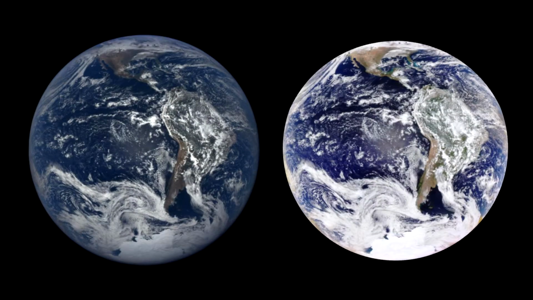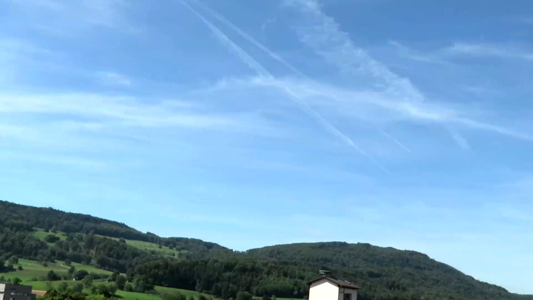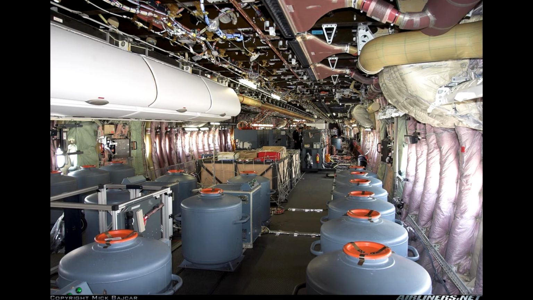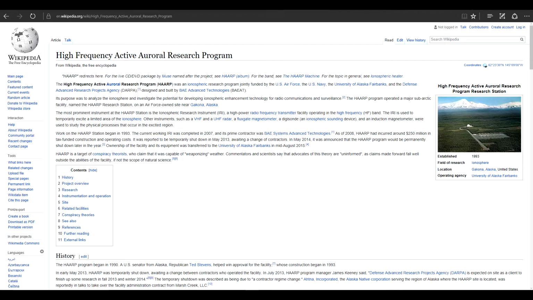What is geoengineering? The truth is there are many different types, such as cloud seeding, as well as ways to administer these experiments conducted on the biosphere, such as the HARP program.